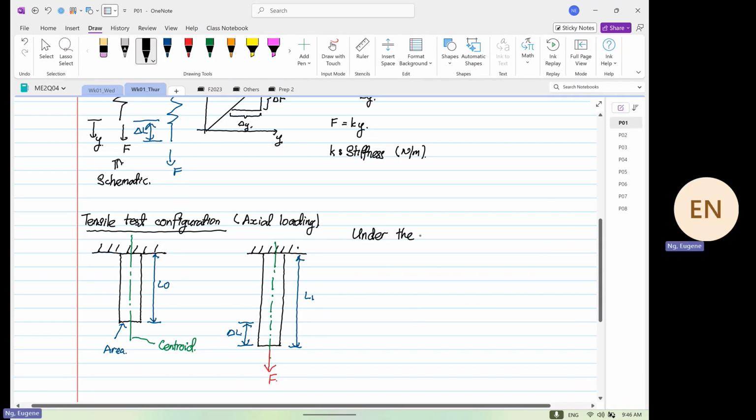So what we usually relate this to is under the elastic region. Under the elastic region, the material will behave under Hooke's law.